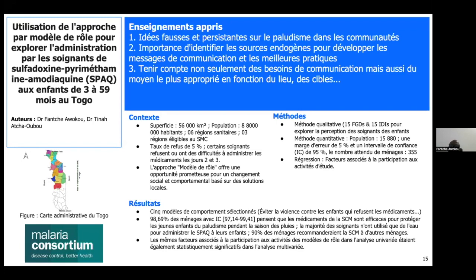It is a pleasure to show you the outcomes of a research that we did on the use of the role model approach to monitor the administration of sulfadoxine-pyrimethamine to children. We are in Togo, next to Ghana, and we have a population of about 9 million inhabitants.